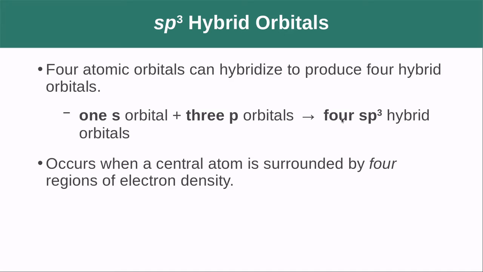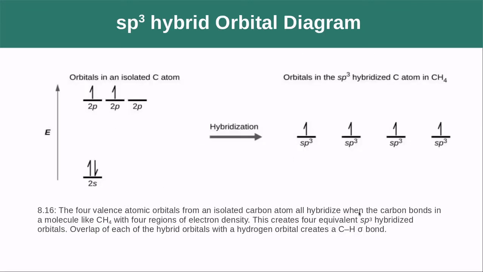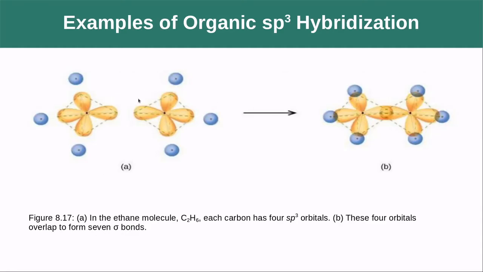sp3 hybridized orbitals is when we have 4. We're using all 3 of our p orbitals now. We get 4 hybrid orbitals, and those are going to combine into that tetrahedral type shape. This time we are using all of our p orbitals, and we wind up with no unhybridized orbitals left over. Here we can picture the formation of ethane. So we have 1 carbon bound to another carbon, and then 3 hydrogens bound to the periphery of those.